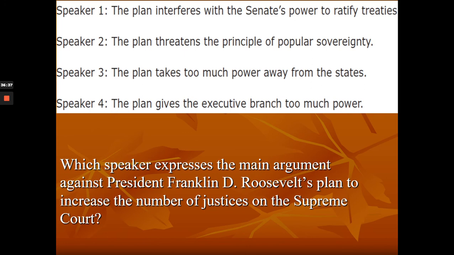All right, which speaker expresses the main argument against President Roosevelt's plan to increase the number of justices on the Supreme Court? So we want against this plan. The answer is, hit pause, D. The plan gives the executive branch too much power.